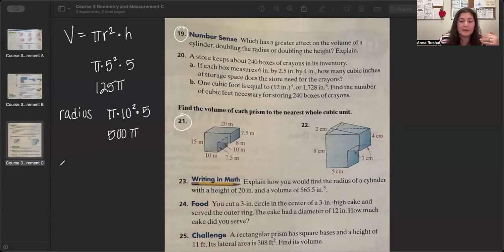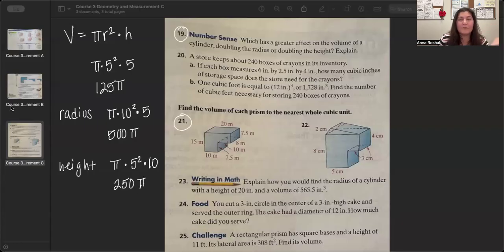And then doubling the height will be pi times 5 squared. So I'm going to go back to my original 5 squared times 10. 5 squared is 25, and 25 times 10 is 250. So I'm going to have 250 pi.